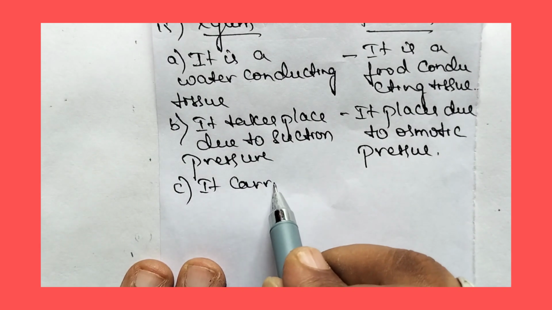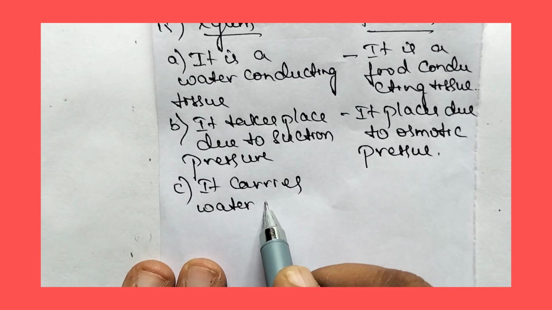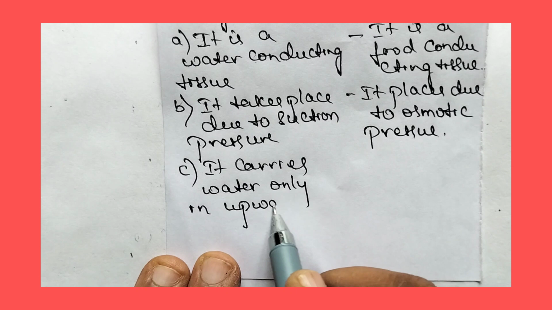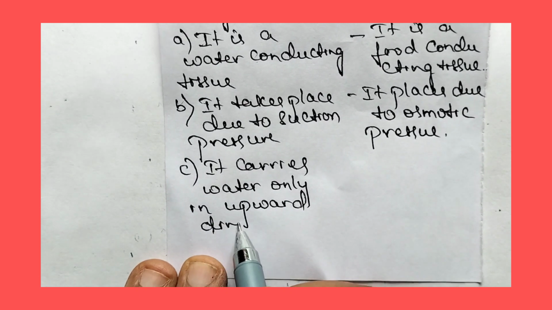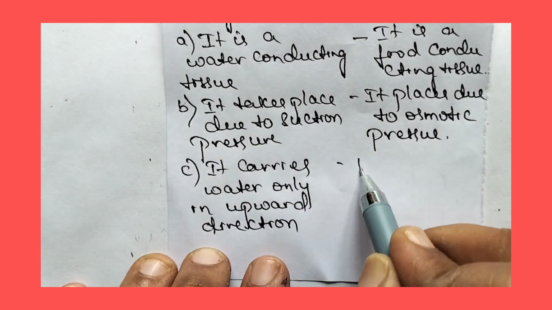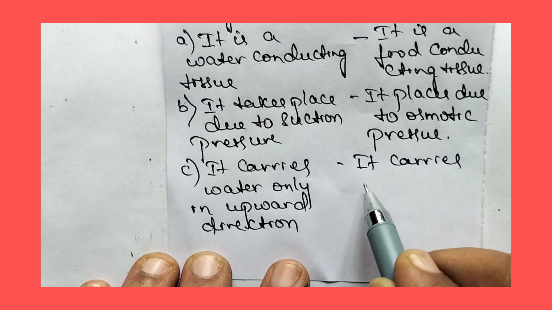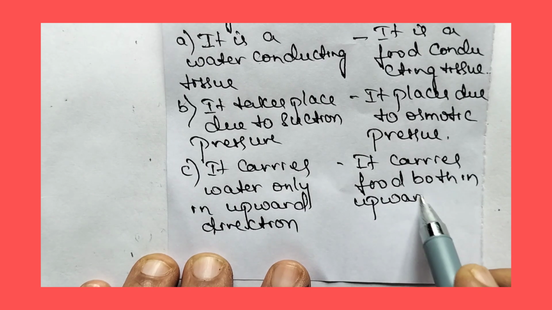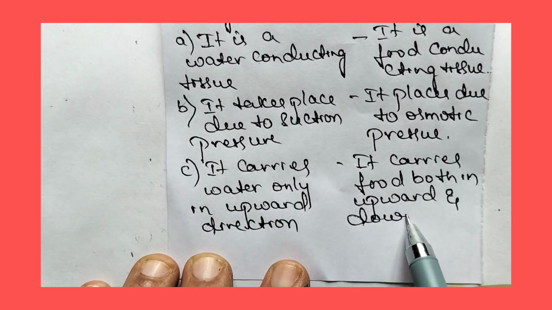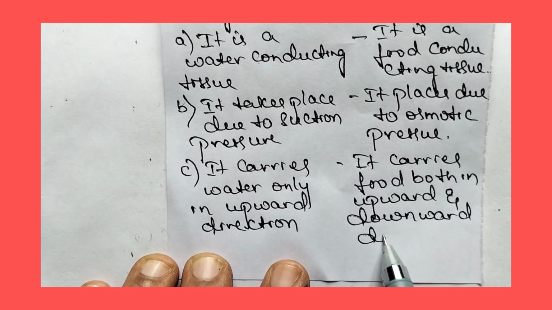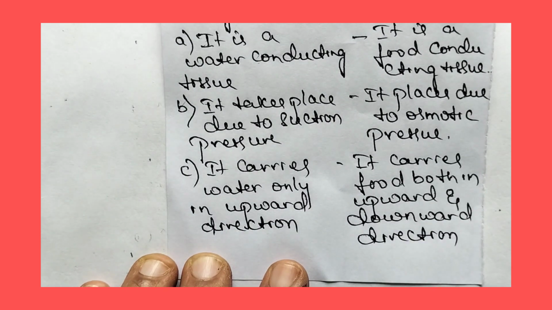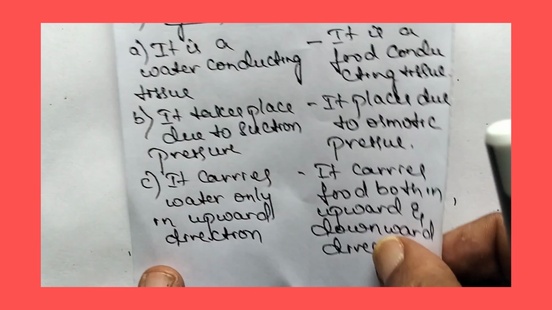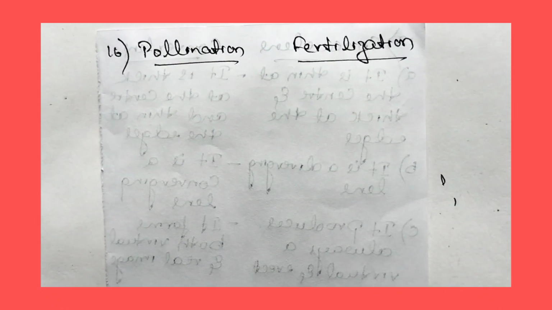It carries water only in upward direction. It carries food both in upward and downward direction. So it carries water only in upward direction, and food both in upward and downward direction. So these are the differences between xylem and phloem.